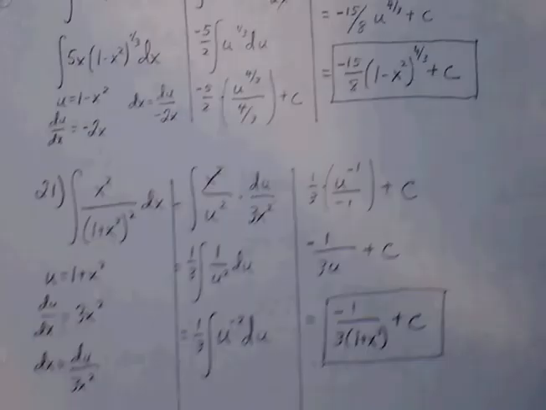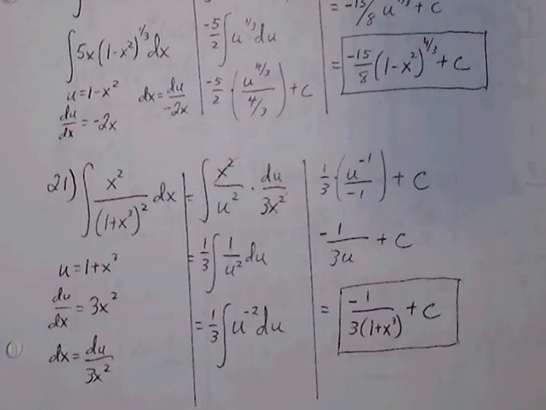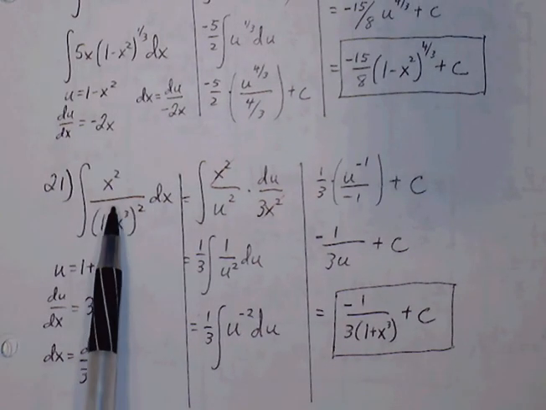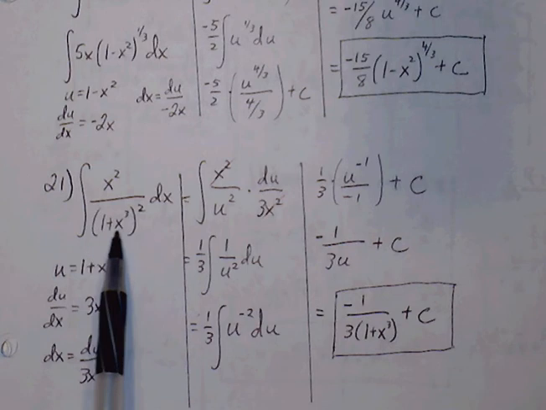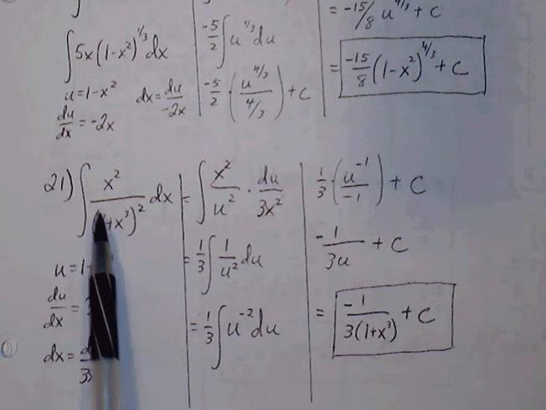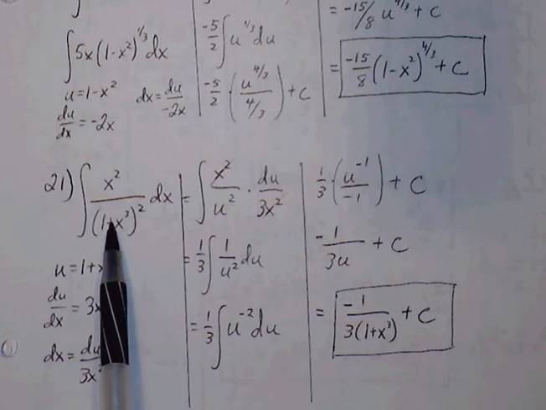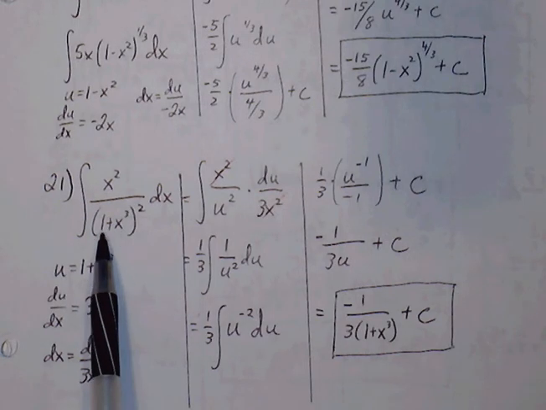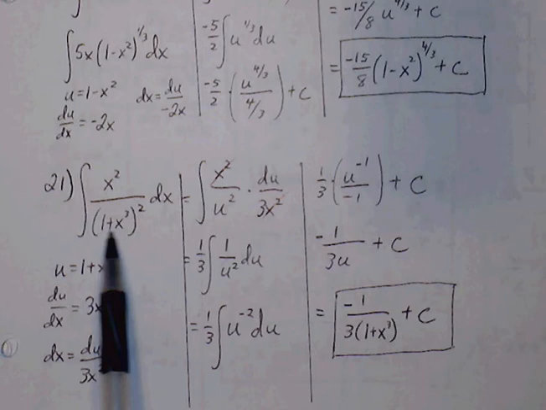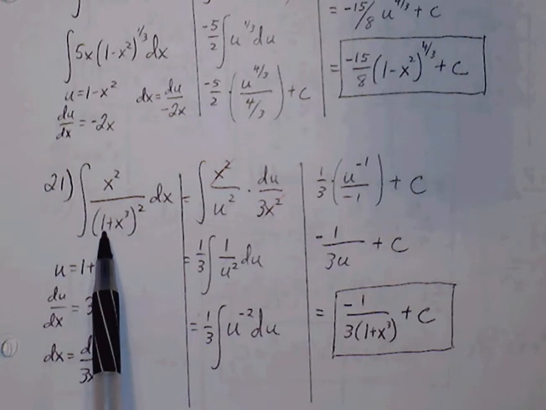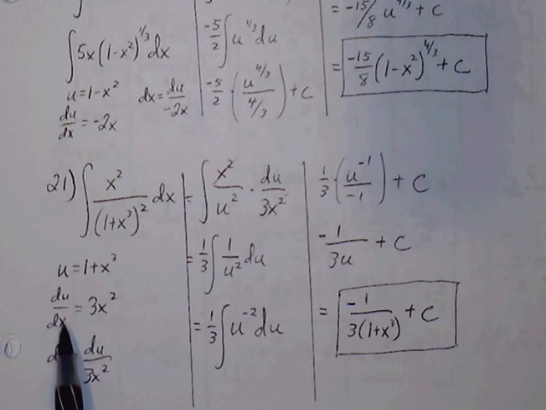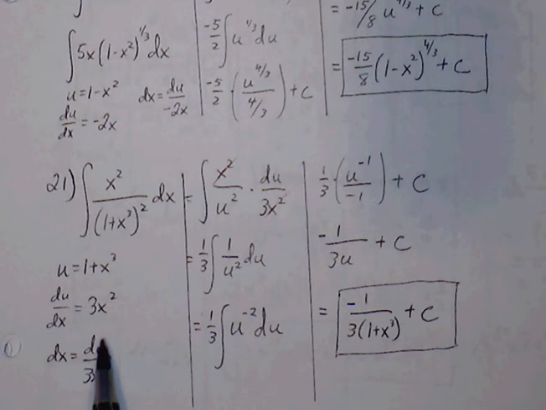Okay, 21. Okay, there's nothing we can do to expand, and if we did, we would have too many terms in the denominator. We would not be able to split this up into individual fractions. So we see the parentheses here, so we look at the denominator and we set our u value to be what's inside the parentheses. 1 plus x cubed. du over dx is 3x squared. Cross multiply, solve for dx, du over 3x squared.